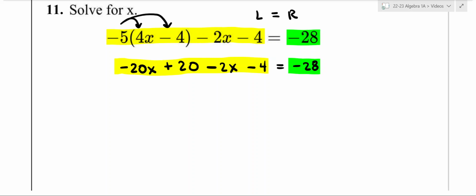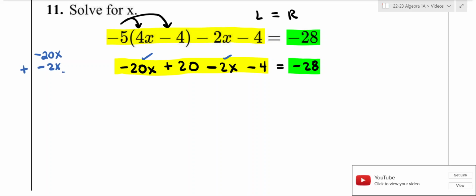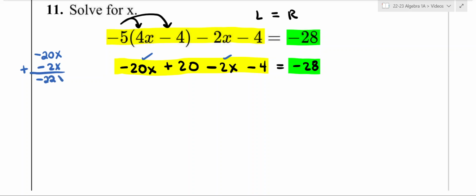Right? I'm going to use that color, I'm going to use this color. Negative 20x and negative 2x is negative 22x. So that's where this negative 22x comes from. And then this one and that one, they're both constants. So 20 plus negative 4 is 16. So that's where the plus 16 comes from.